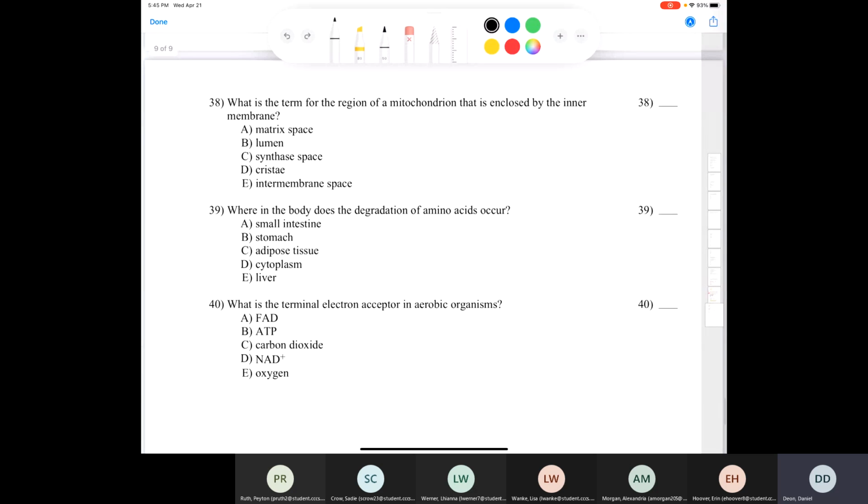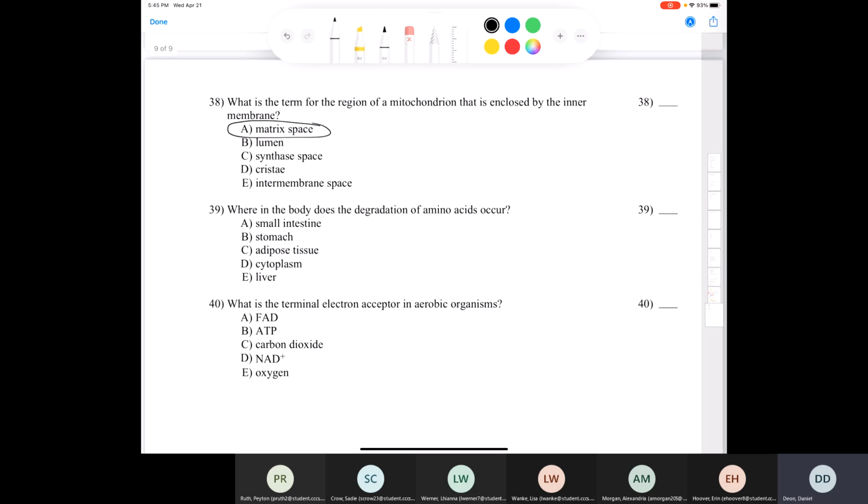All right, question number 38 says, what is the term for the region of the mitochondrion that is enclosed by the inner membrane? I'm going to throw this out there to my students. If anybody could tell me what is the term for the inner region of the mitochondrion, which is the singular of mitochondria. Could anybody tell me which part of the... Yes, thanks, Aaron. It's the matrix space, right?